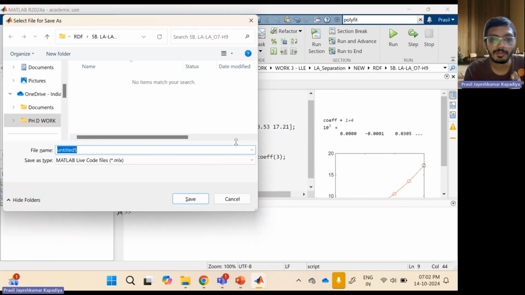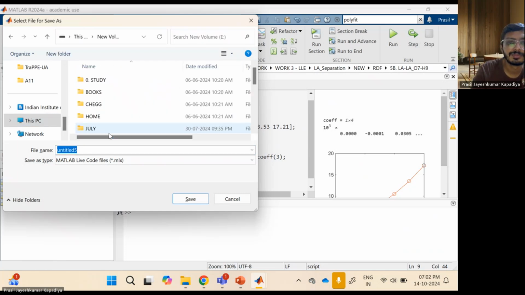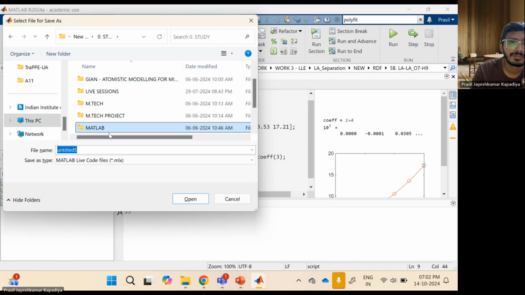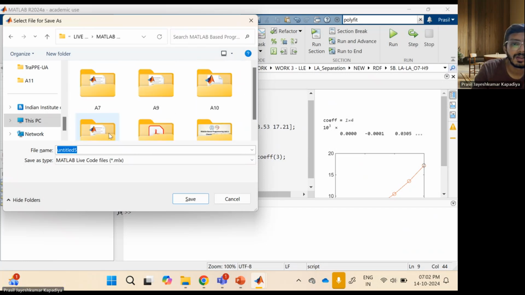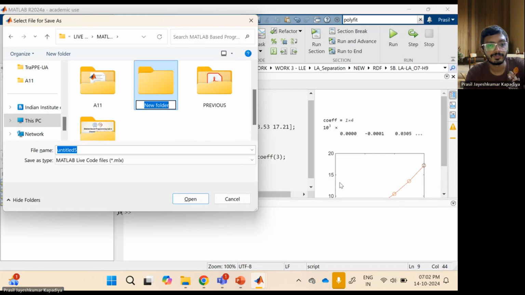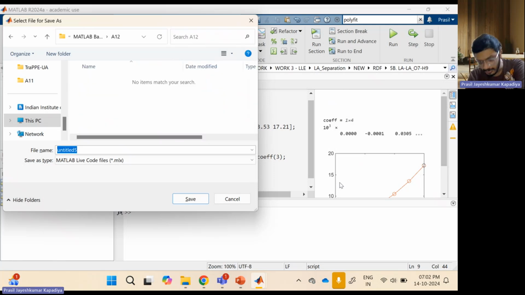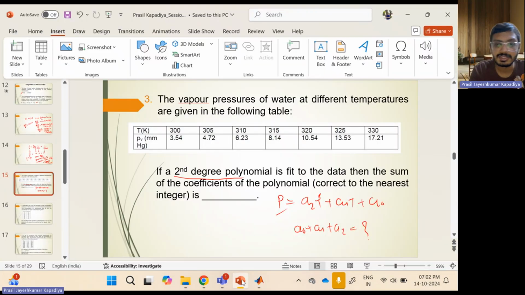Okay, so I'll just save this file. This is A12. This is my problem number 3. So it is problem 3. Okay. Now my next question.